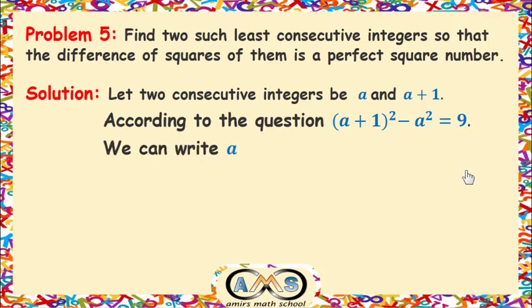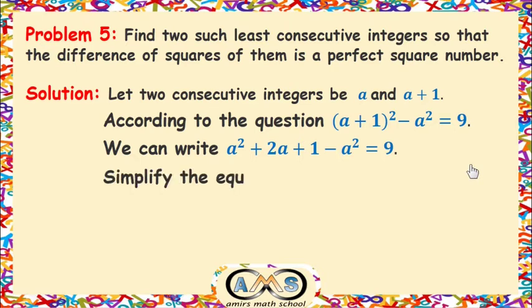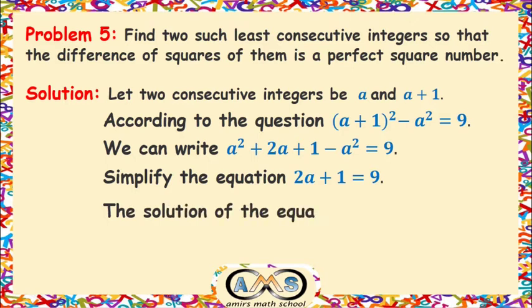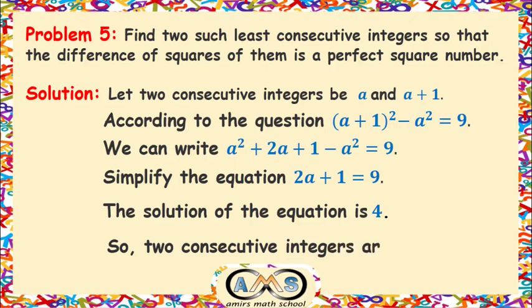So, we can write a square plus 2a plus 1 minus a square equal to 9, and simplifying the equation, 2a plus 1 equal to 9. So, the solution of this equation is a equal to 4. Our consecutive integers are, the first one is 4 and the next one is 5. If we want to justify the answer, 5 square is equal to 25 and 4 square is equal to 16. So, 25 minus 16 is equal to 9, which is again a perfect square number.